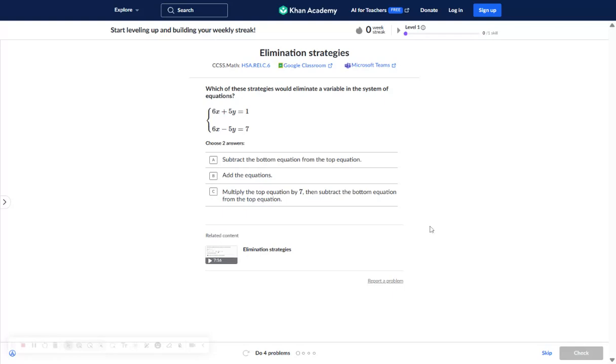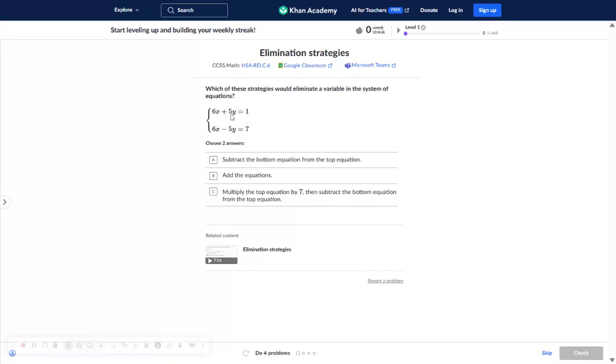All right, guys, we're looking at our 1.3 Khan Academy homework, solving systems of linear equations with elimination. Which of these strategies would eliminate a variable? Elimination means eliminate, we're canceling out. We want one of the variables to be gone. Eliminate a variable in the system of equations. So system, two or more equations.